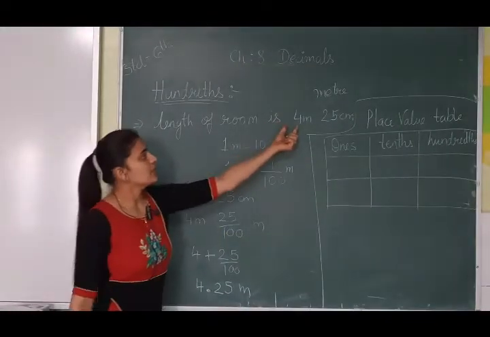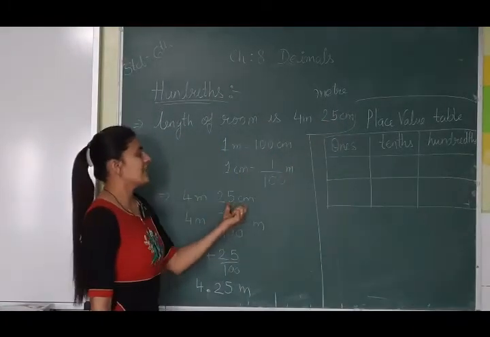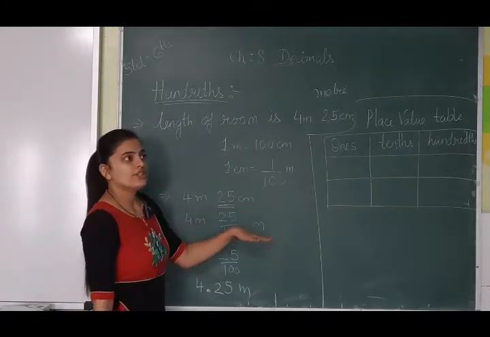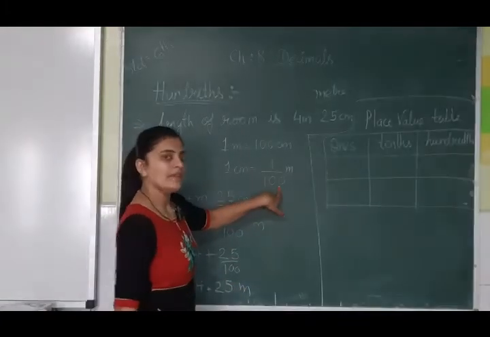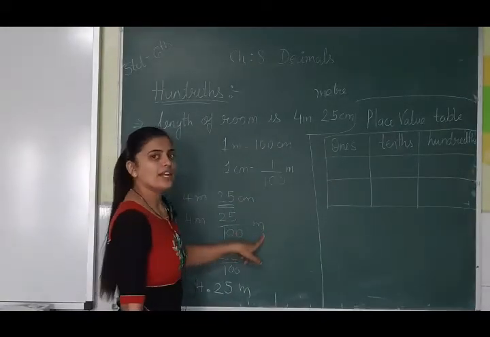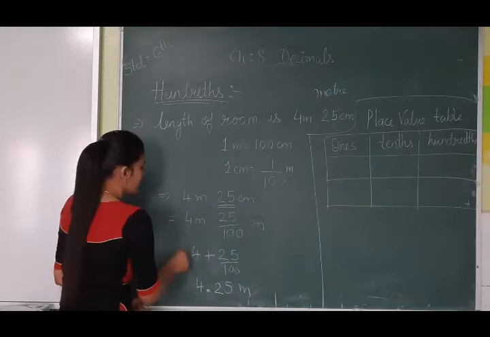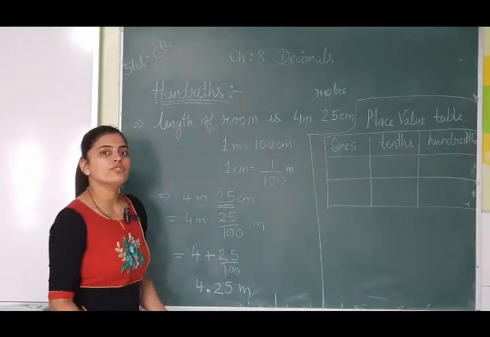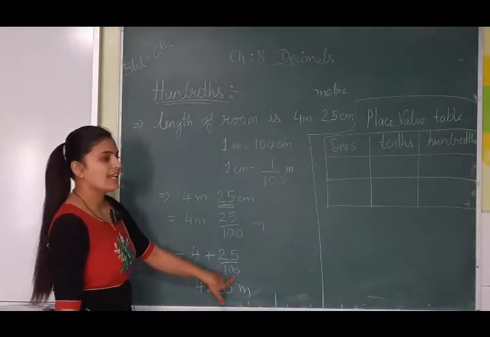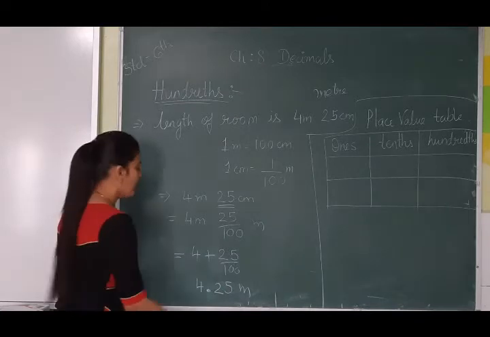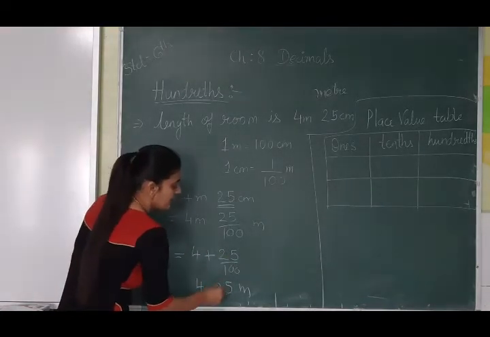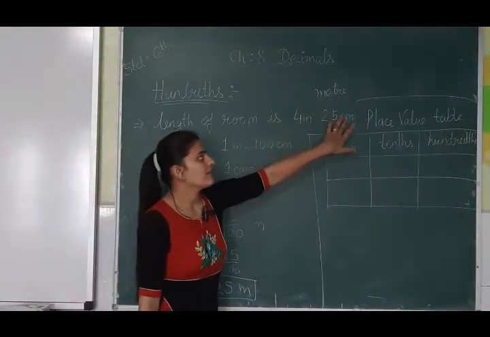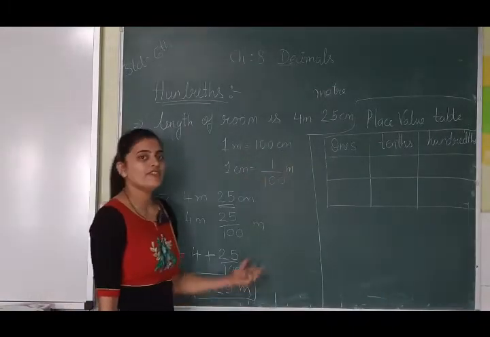Now here we have 4 meter and 25 centimeter. So this 25 centimeter we have to convert into meter. If we want to convert it into meter, what do we have to do? We have to divide it by 100. So 25 divided by 100 meter. 4 meter as it is. After that, 4 plus 25 by 100. So where do we put the point? Whenever the denominators are 10 or 100, we put the point before that. So 4.25 meter. This is the decimal form of 4 meter and 25 centimeter. That means it is 4.25 meter.